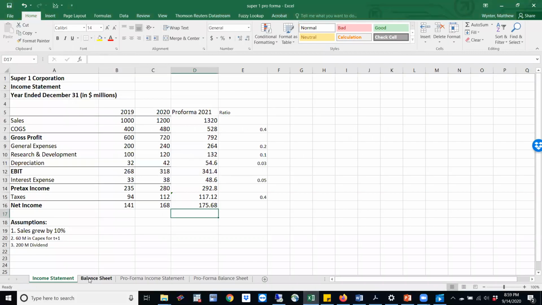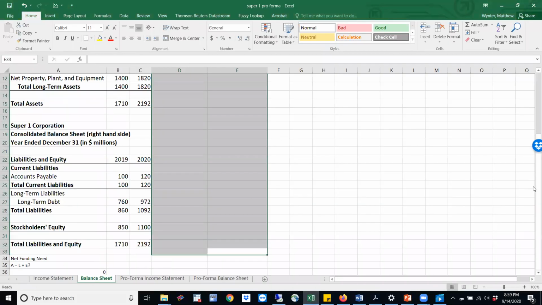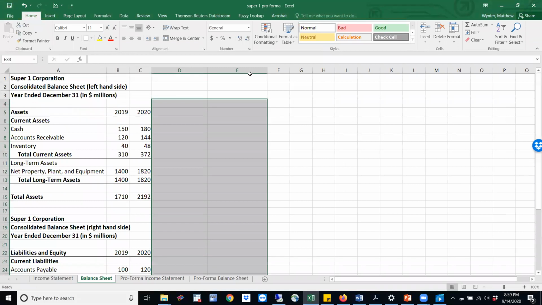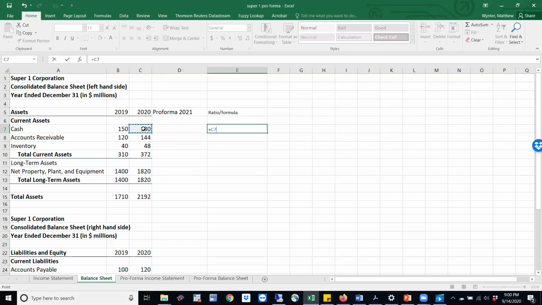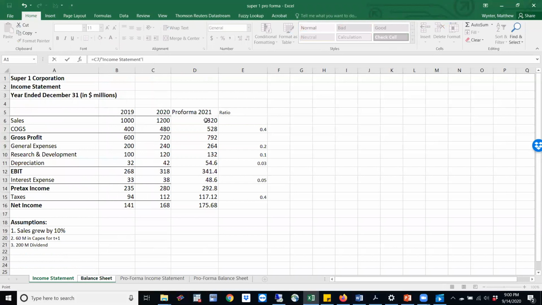So let's do it. If we go to our balance sheet, we're going to do the same setup. First, I'm going to write pro forma 2021. And here I'm going to write ratio/formula, just because there's a lot of stuff that I need to remember to account for. Okay, so cash is a function of our cash currently divided by our sales.